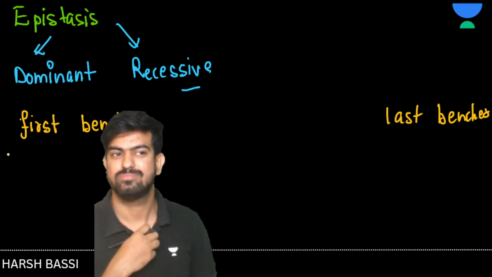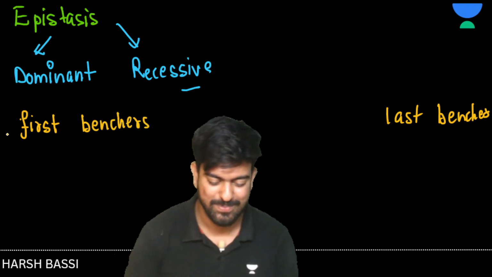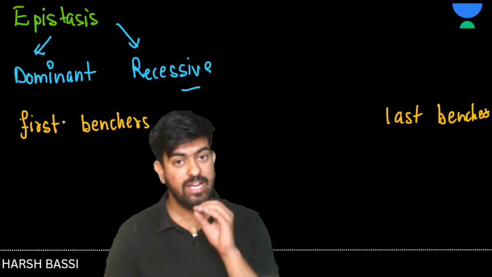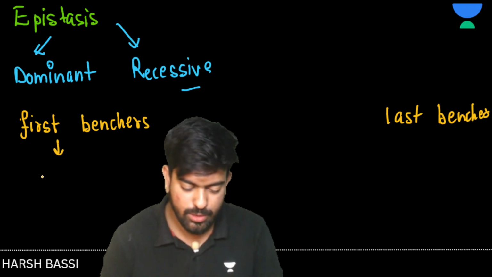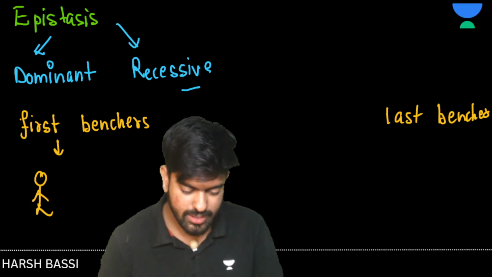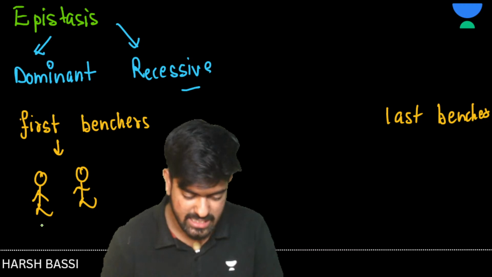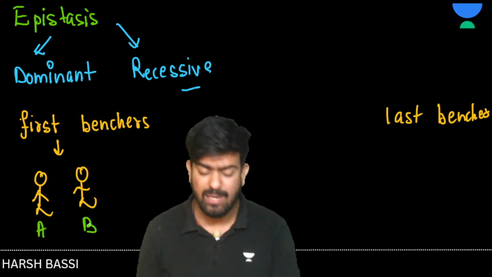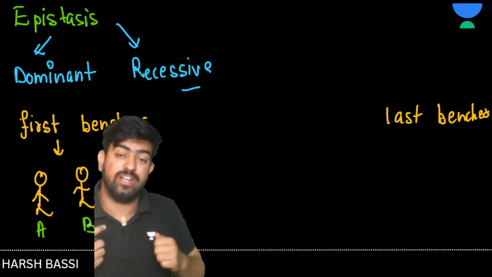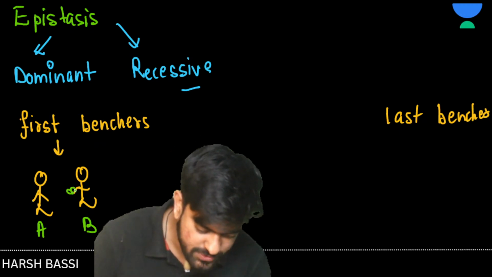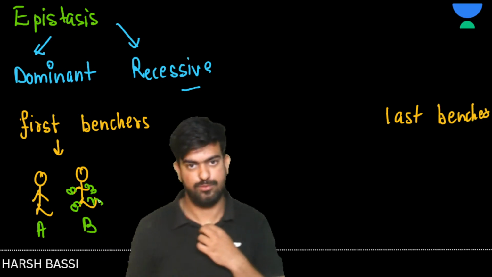So the rest is history. Now see, in the first bench, let's suppose there are two best friends, and let's name them A and B. And here what is happening? B is very powerful. Okay, B is very powerful. थोड़ा डोले शोले बना दो उसके. B is very powerful.